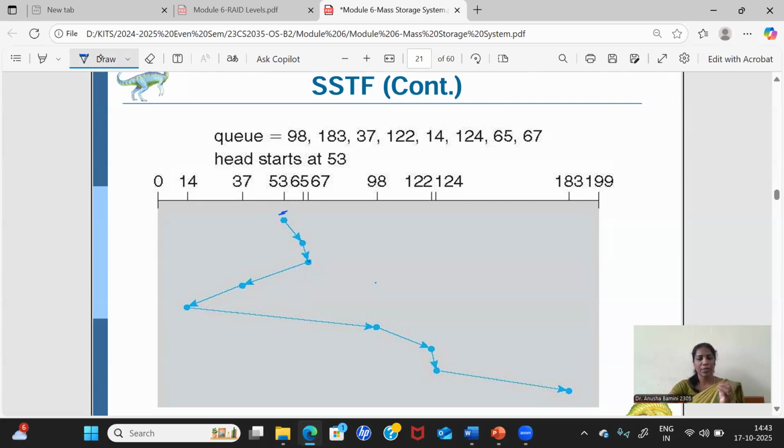It starts from the head node and checks the left and right requests, and whichever is shorter, it goes there. For each move, it is checking the nearest one and then traversing. Finally, you calculate the differences: 53 minus 65, plus 65 minus 67, and so on. Finally, you get the answer, 236 cylinders.